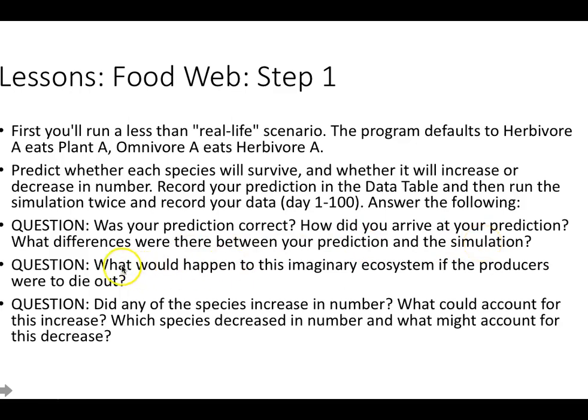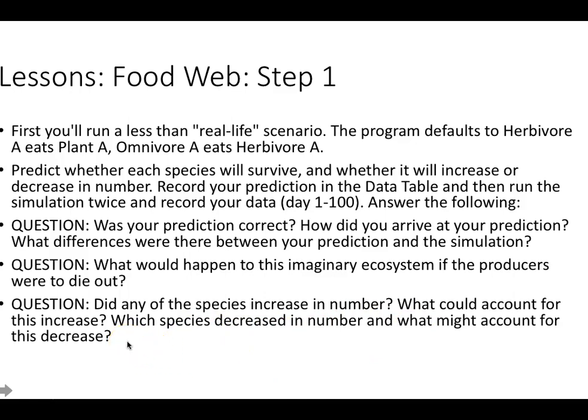The second question: what would happen to this imaginary ecosystem if the producers died out? So like, no plants. Question 3: did any of the species increase in number? What could account for the increase? What species decreased in number, and what might account for this decrease?